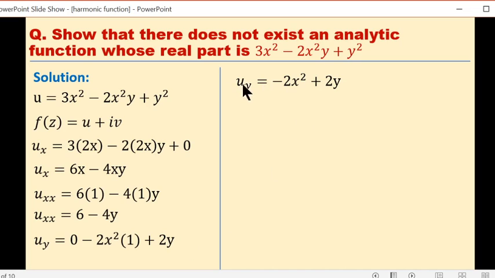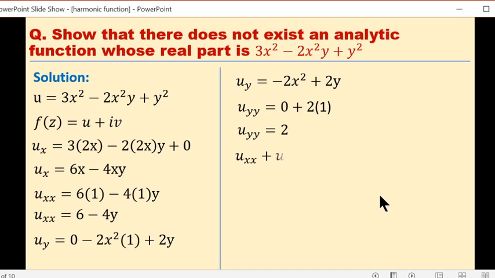Next we'll differentiate this once more with respect to y. So we get uyy, that is the second order partial derivative of u with respect to y, equal to, there is no y term here so its derivative is 0, plus 2 into the derivative of y with respect to y, which is 1. We'll write this properly. We get uyy equal to 2. Okay. So now we got the second order partial derivative of u with respect to x, and the second order partial derivative of u with respect to y.